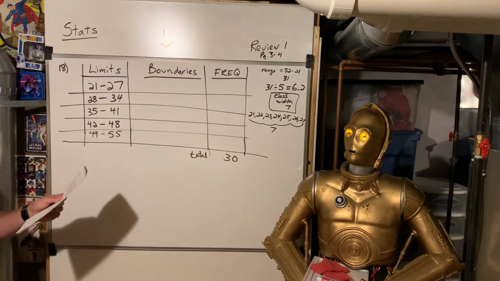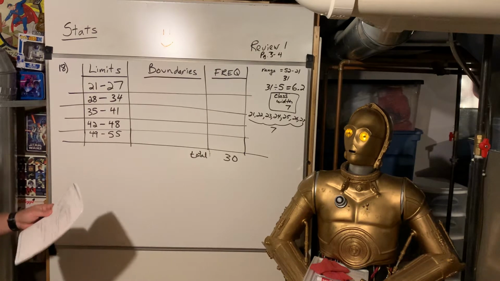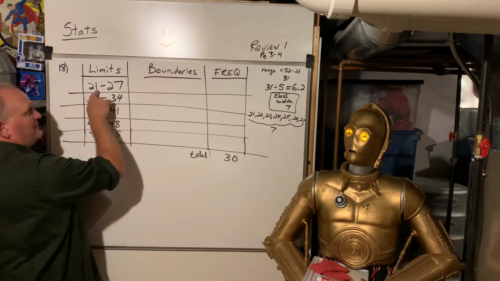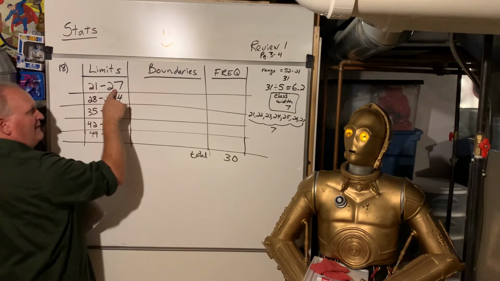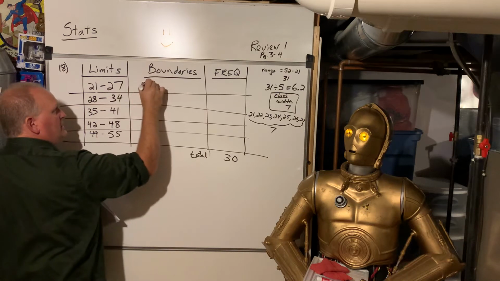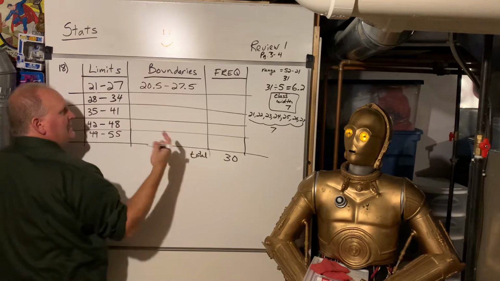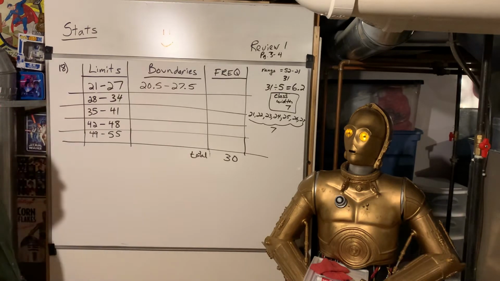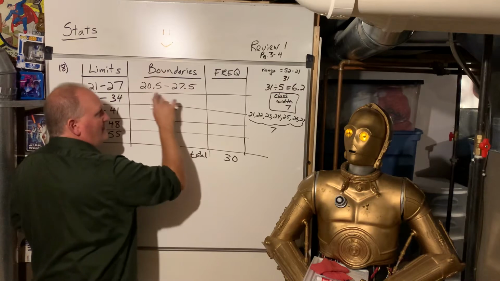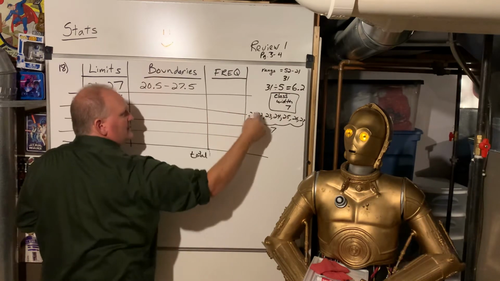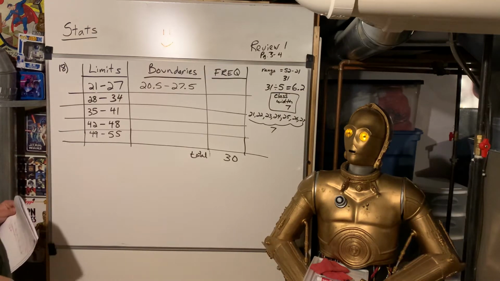So within boundaries, what I'm going to do now is, because these are whole numbers, I'm going to minus 0.5 from there and add 0.5 to there. So it's going to be 20.5 to 27.5. And again, you could check the class width that way. If you take 27.5 and subtract off 20.5, the boundaries, you will get 7. So that's a different way of thinking of it rather than writing out all the numbers, all right?